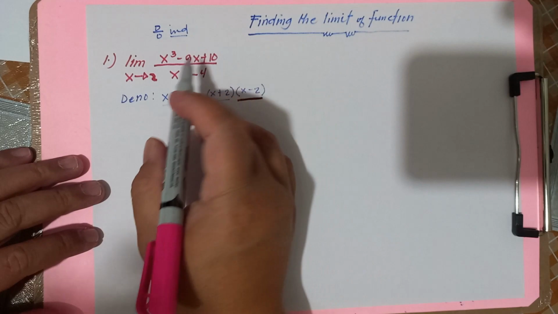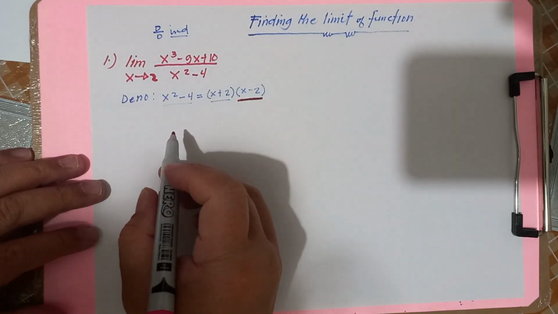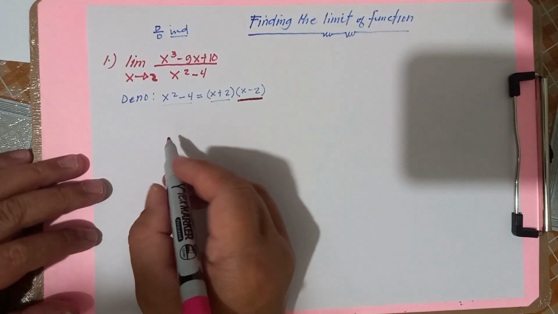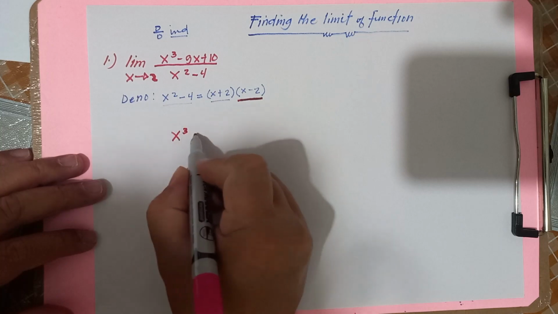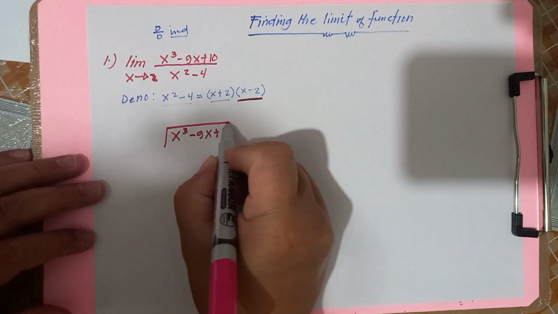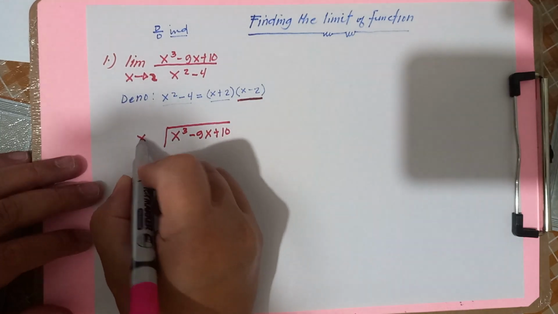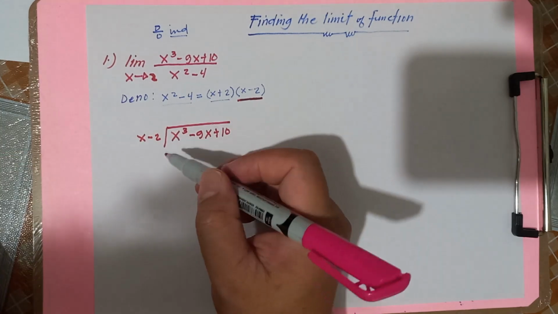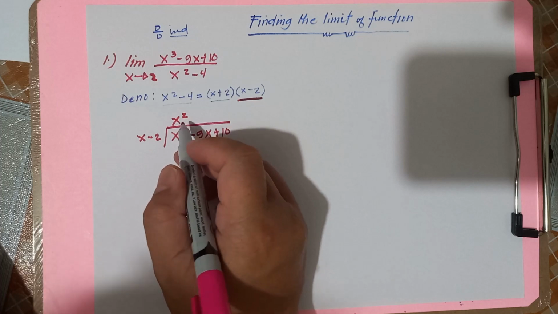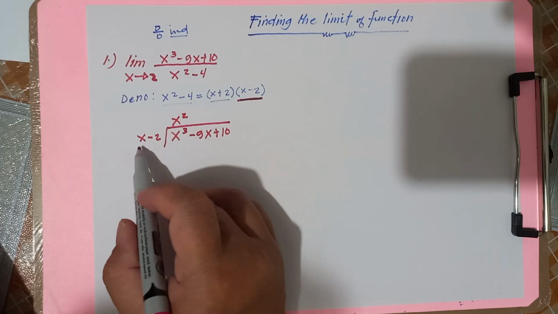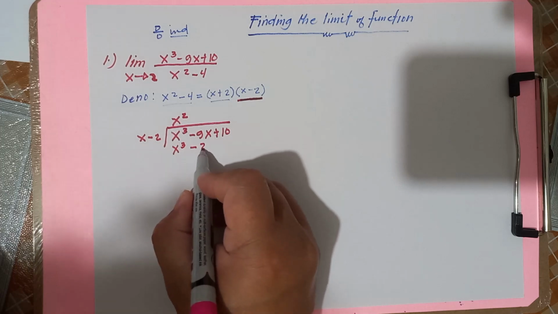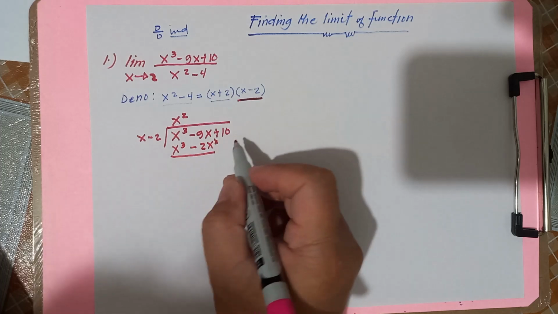And so let's try to look for the factors of our numerator by using simple division or synthetic division. Our numerator is x raised to 3 minus 9x plus 10. We will divide by our divisor, x minus 2. x raised to 3 divided by x will be x raised to 2. Multiplying x raised to 2 by x gives you x raised to 3, just the same. Multiplied here, it will give you negative x raised to 2. And according to the rule, we have to subtract.